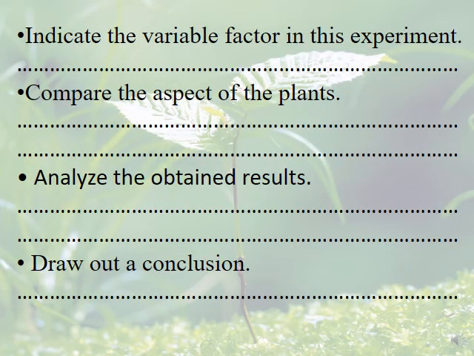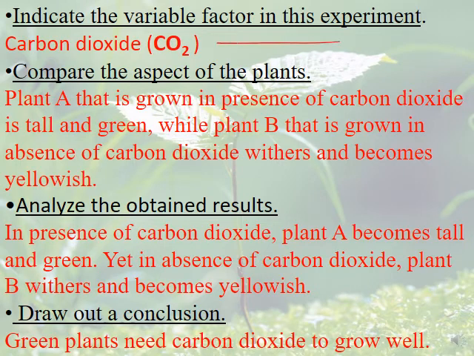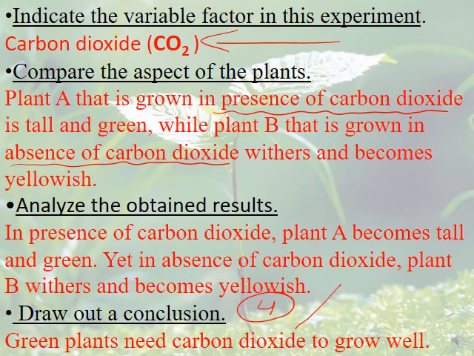The variable factor is carbon dioxide, the CO2. Plant A, grown in the presence of carbon dioxide, is tall and green, while the one grown in the absence of carbon dioxide withers and becomes yellowish. Analyze the obtained results. In the presence of carbon dioxide, plant A becomes tall and green, yet in the absence of carbon dioxide, it withers and becomes yellowish. So here, conclusion number 4: the green plants need carbon dioxide, CO2, to grow well.